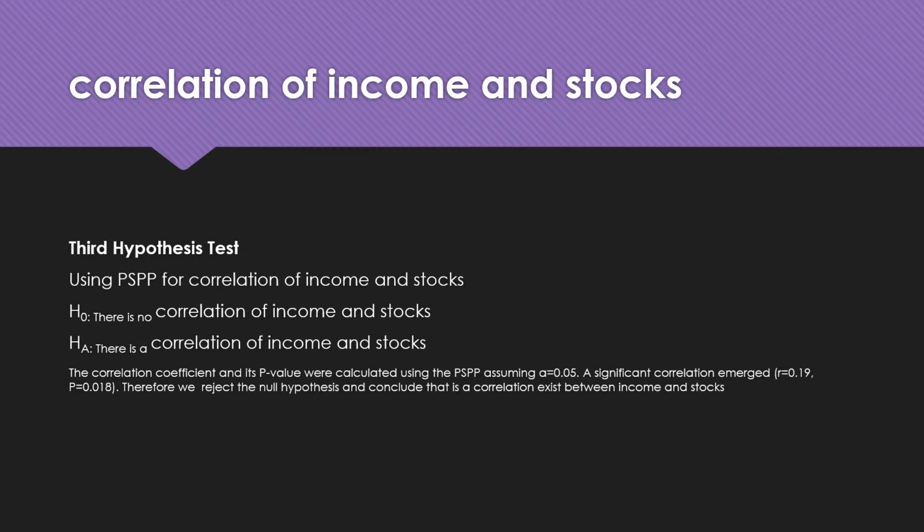The third hypothesis is the correlation between income and stocks, and the null hypothesis states that there is no correlation between income and stocks, and the alternative hypothesis states that there is a correlation between income and stocks. After the correlation coefficient and its p-values were calculated using the PSPP, we find that there is a significant correlation that emerged. Therefore, we reject the null hypothesis and conclude that there is a correlation that exists between income and stocks.